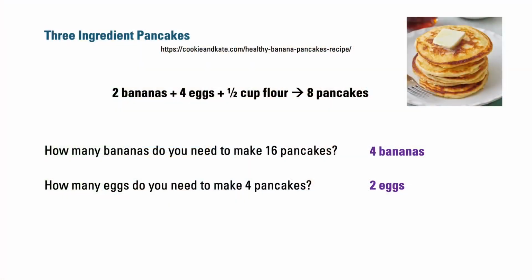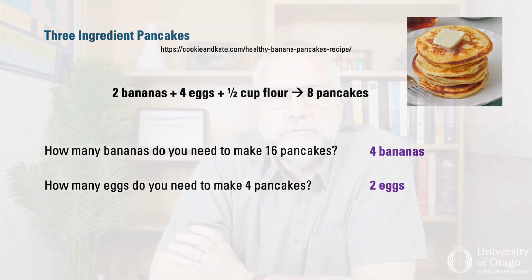Or we could say, if I want to make just 4 pancakes rather than the 8, how many eggs would I need? Well, we would go to our recipe, and the recipe tells us that if we want to make 8 pancakes, we need 4 eggs. So hopefully it then follows that if we want to make half as many pancakes, we need half as many eggs. So to make 4 pancakes, we would need 2 eggs, right?